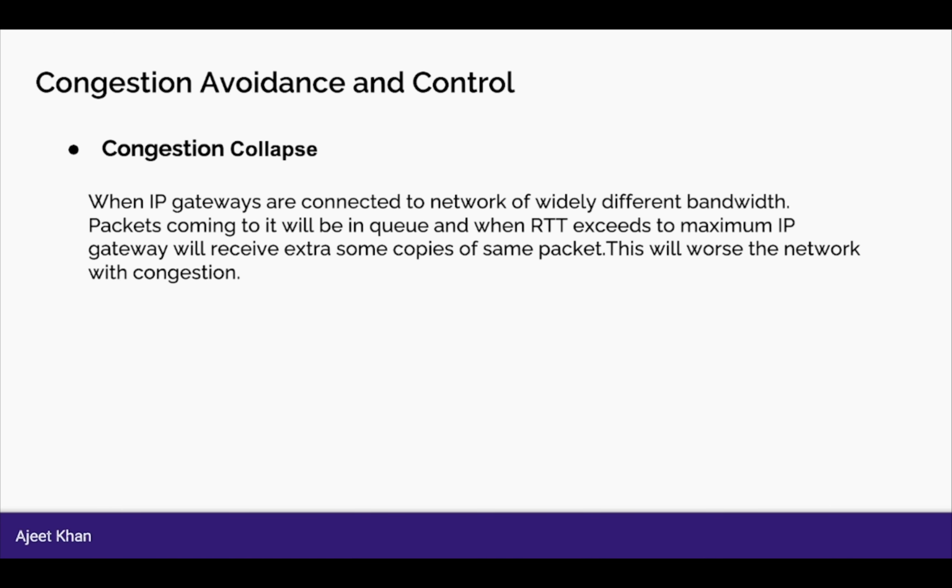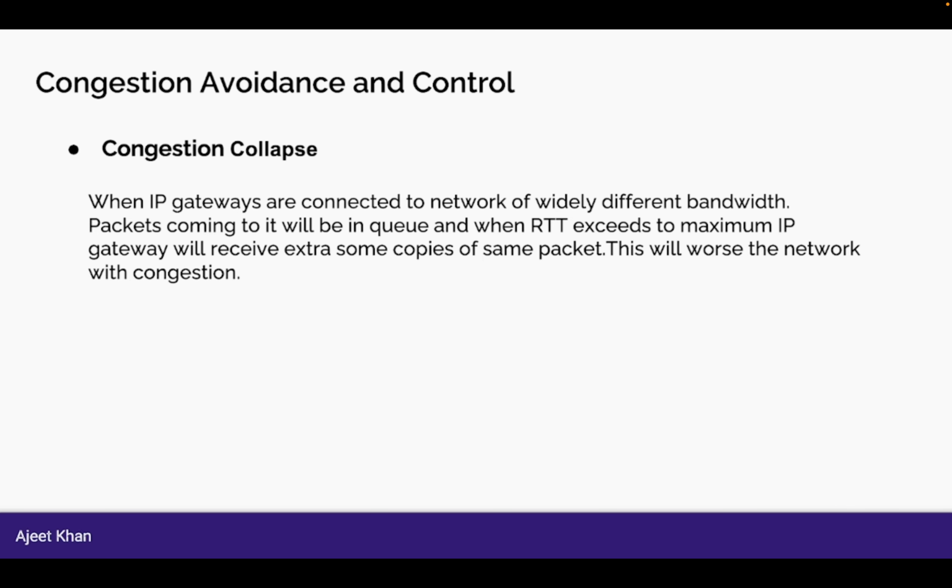In this video, we are going to understand the concept of congestion avoidance and control. Before that, we need to understand what is congestion collapse. Whenever IP gateways are connected to a network of widely different bandwidth, packets coming to it will be in queue, and when RTT exceeds the maximum, the IP gateway will receive some extra copies of the same packet. This will worsen the network with congestion.